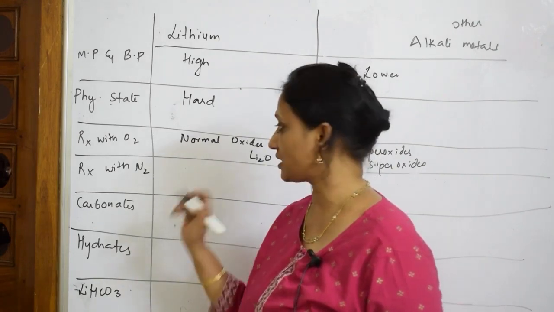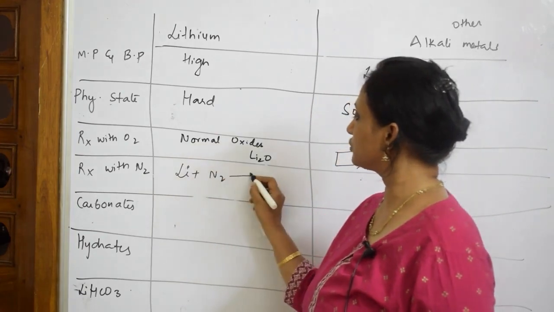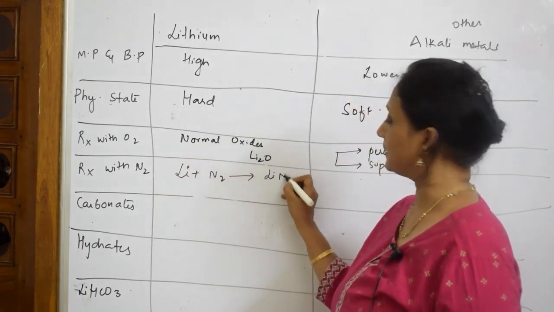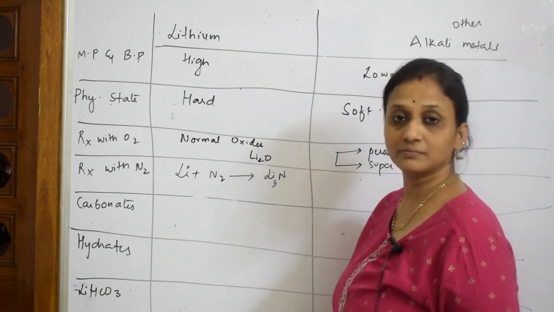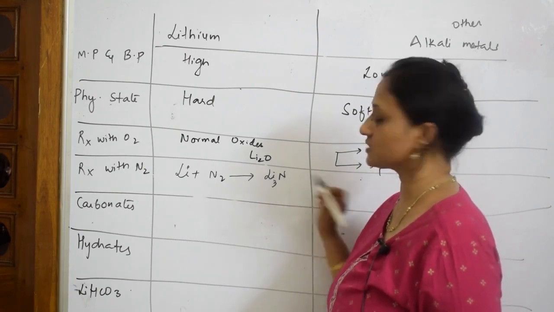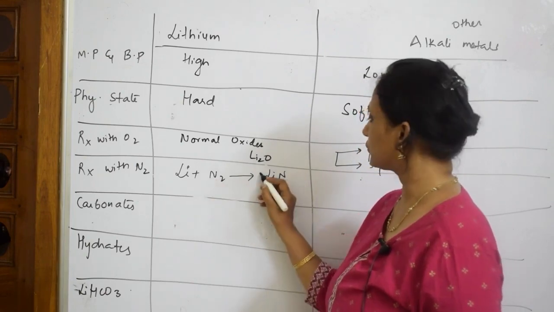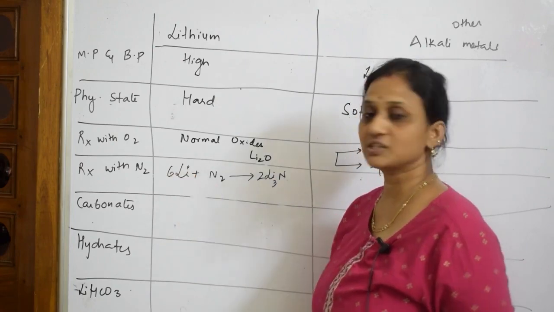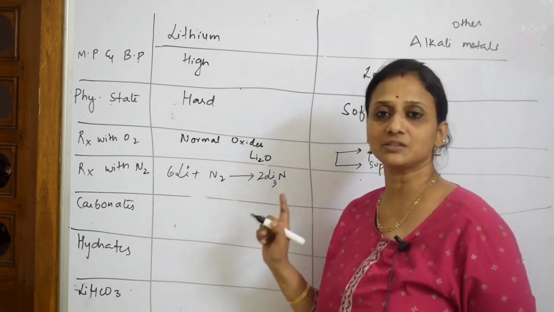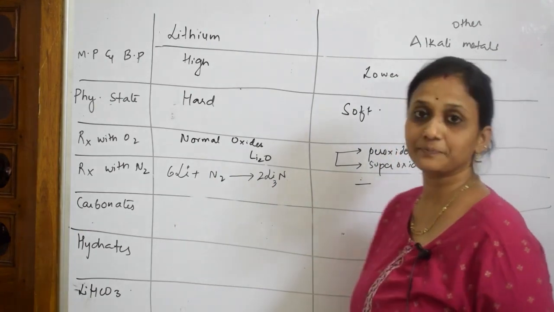form lithium nitride. I already showed you the reaction. Lithium combines with nitrogen to form Li N. The valency of nitrogen is 3 and the lithium valency is +1. So you write Li3N, and with 2 nitrogens, balancing it, lithium becomes 6: 6Li plus N2 gives 2Li3N. Specifically, lithium combines with nitrogen; the other alkali metals will not combine.